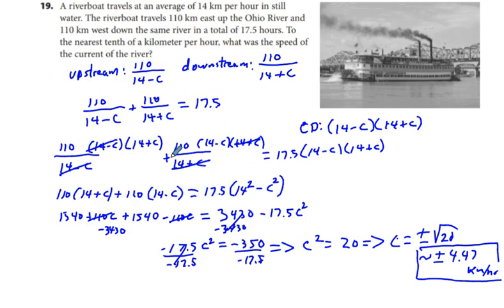So what this means in the real world is that the river is flowing at 4.47 kilometers per hour, and the positive solution is the current going with the boat. The negative 4.47 is against the boat. So we're going to say 4.47 kilometers per hour. Okay, which we have right here.